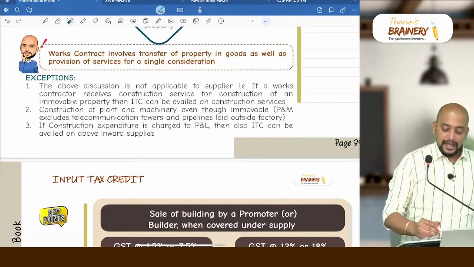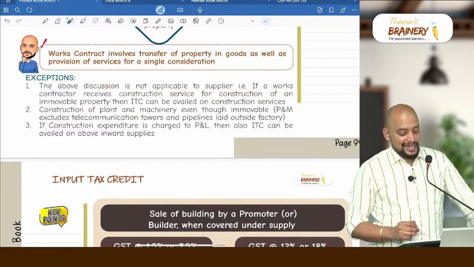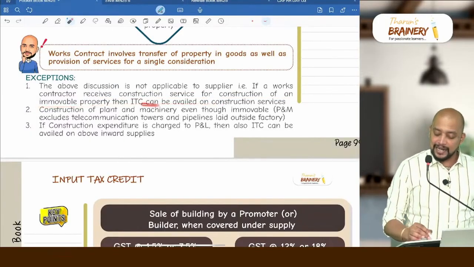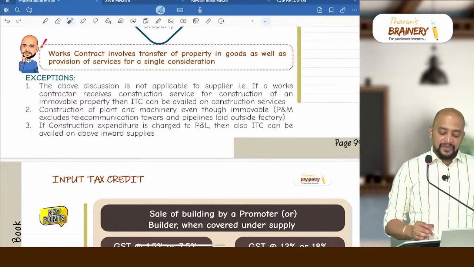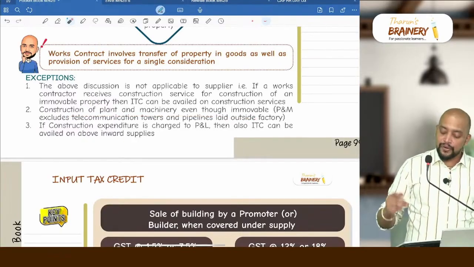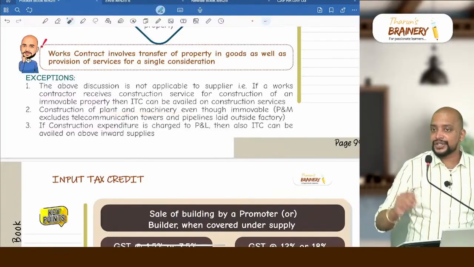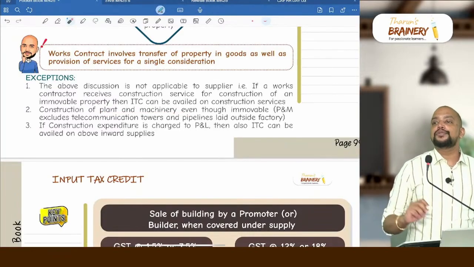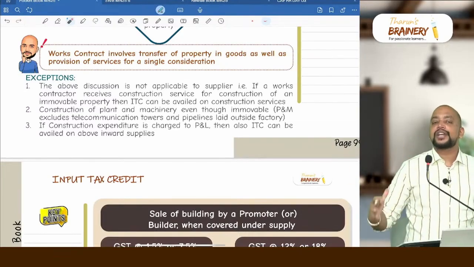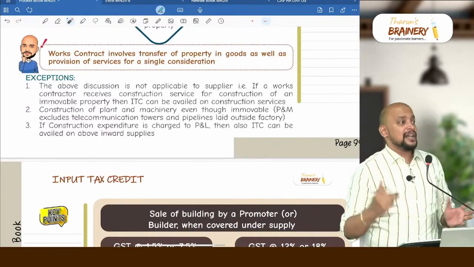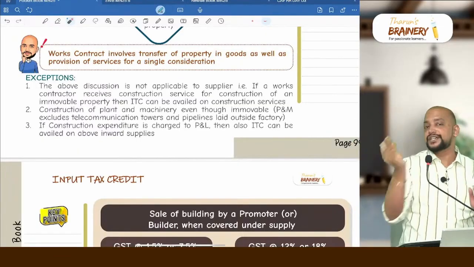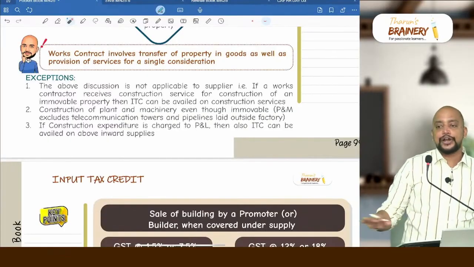That is exception number 1. The above discussion is not applicable to supplier, that is if a works contractor receives construction service for construction of an immovable property, then ITC can be availed on construction services. Number 2, construction of plant and machinery, even though immovable, so they can take ITC provided it is a plant and machinery, but the plant and machinery excludes telecommunication towers and pipelines laid outside factory gate. For telecommunication towers or pipelines laid outside factory gate, even though it is plant and machinery, for the definition of plant and machinery it is excluded. So due to that reason ITC not available for that.